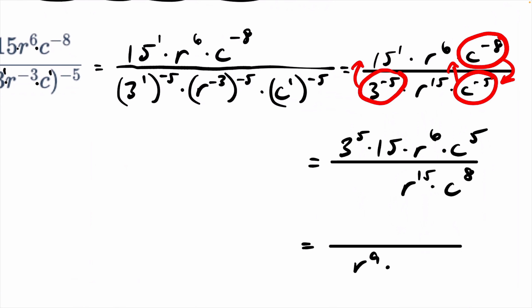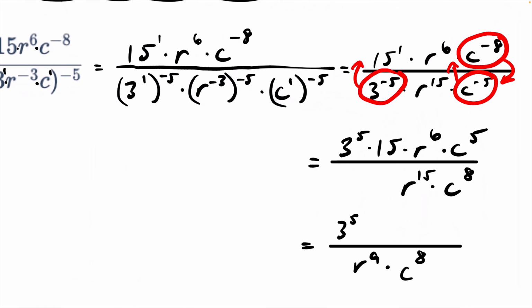Same thing with C. C5 and C8, I know I'm going to have 3 left over. Where are they? On the bottom, because that's where most of them were. The leftovers stay where most of them were.